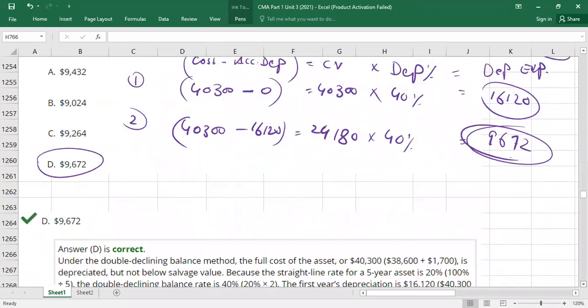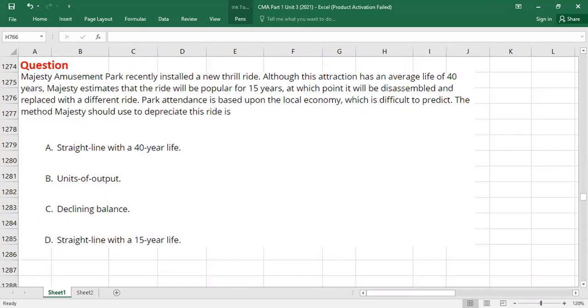Then guys, another question. Go through this, please.